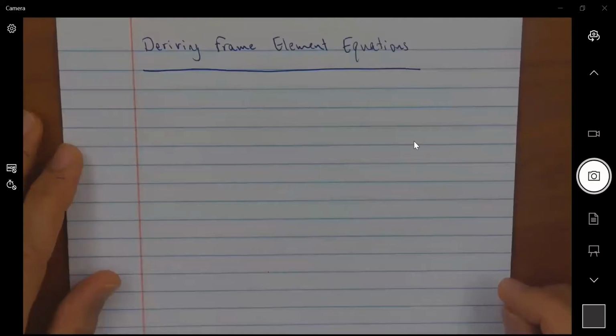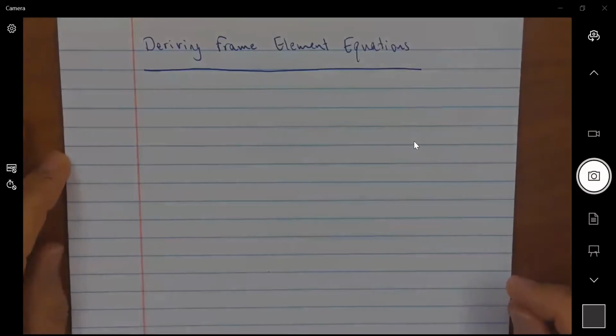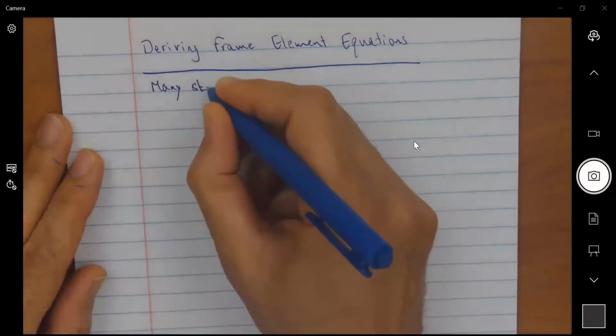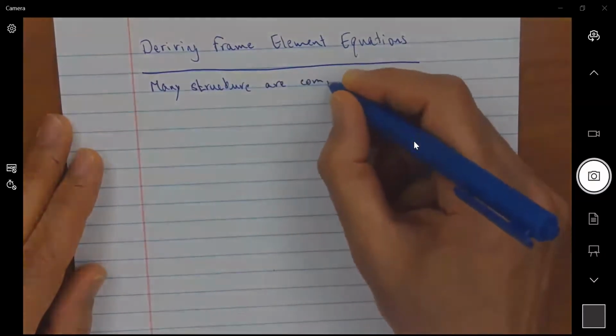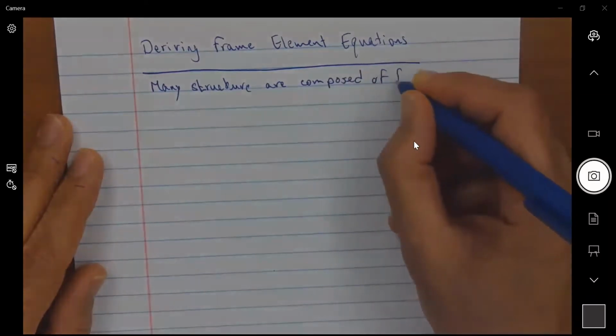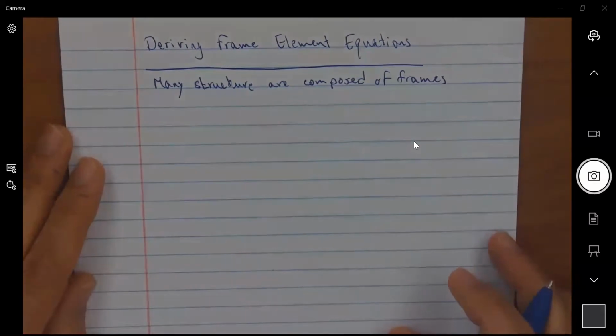You probably heard the word, and maybe civil engineers use frames a lot, but we also do mechanical and aerospace, because many structures are composed of frames. And with that being said, we need to define what is a frame.